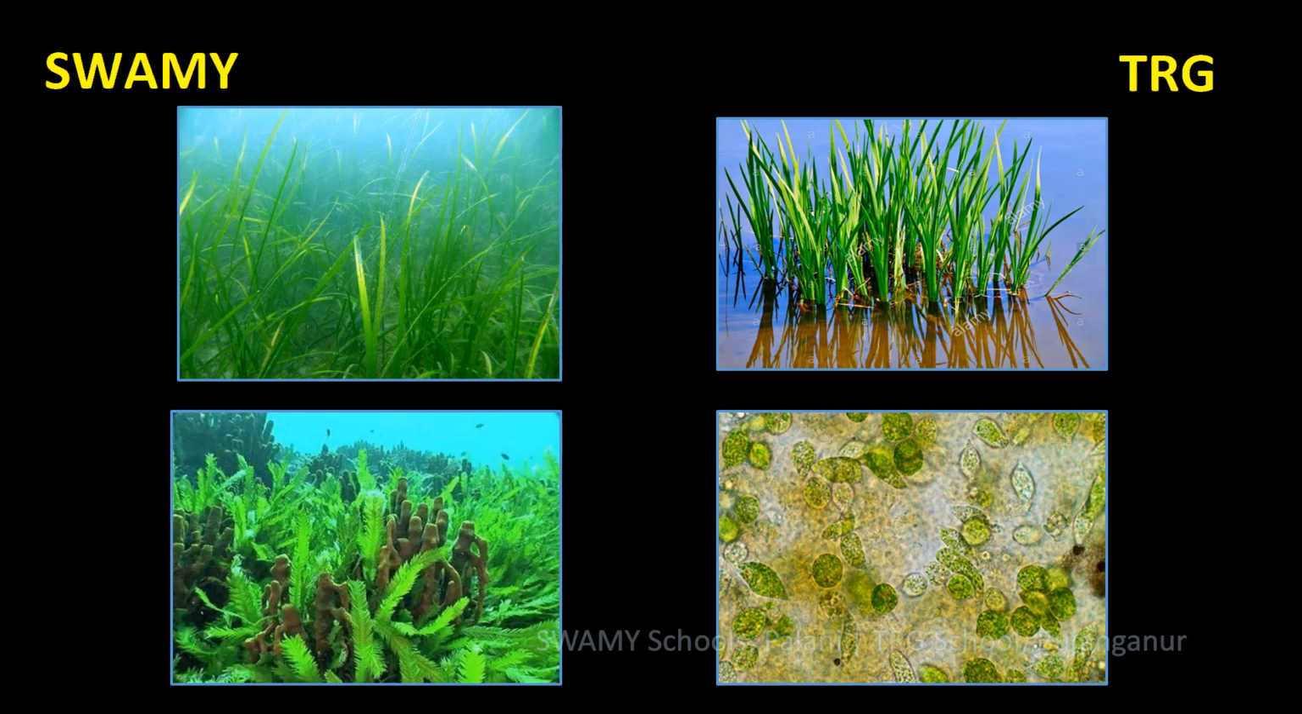Sea grasses in Tamil கடல் புல், கடலில் வளரக்கூடிய புல் வகை. Marsh grass in Tamil சதுப்பு புல். And marine algae, கடல் பாசிகள். Last, phytoplanktons.